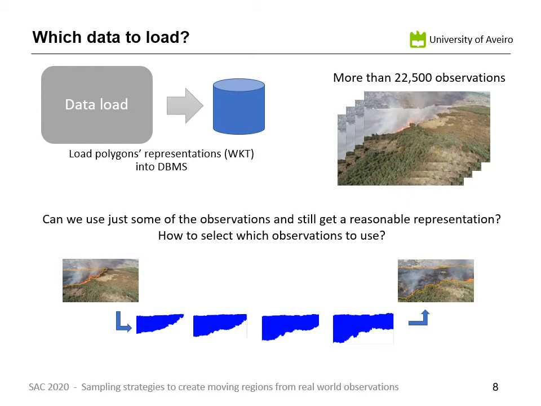How can we identify the observations to be selected in a dataset with more than 22,000 geometries in order to achieve good interpolation results?